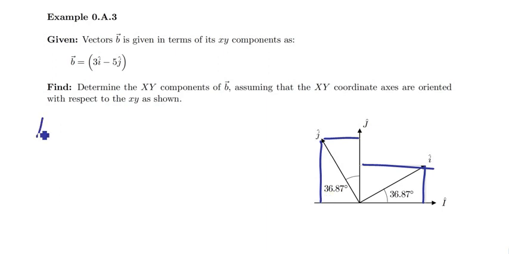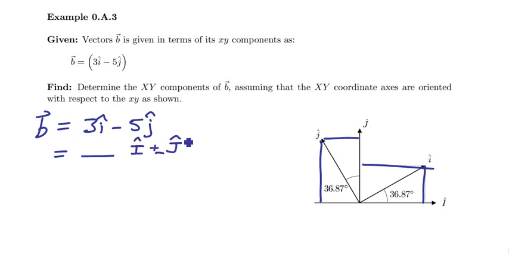So with this in mind, I'm going to note that the vector b is currently given by 3 in the little i minus 5 in the little j, and we want to express this as something in the cap I plus something else in the cap J. Let me make that clear here, plus something else in the cap J.